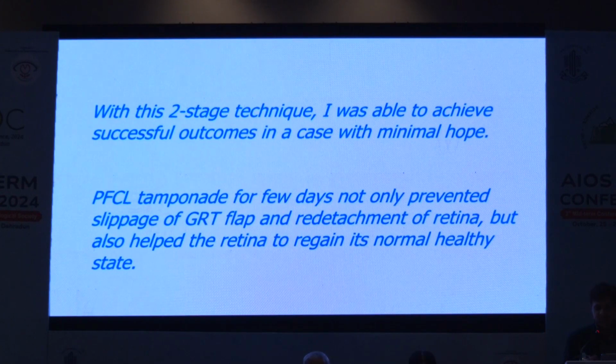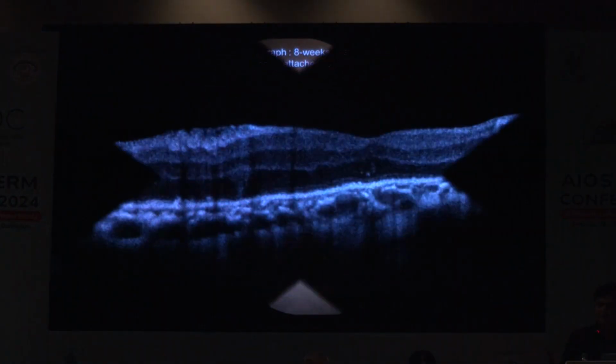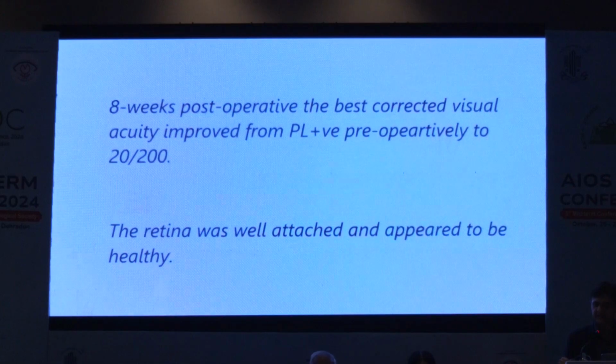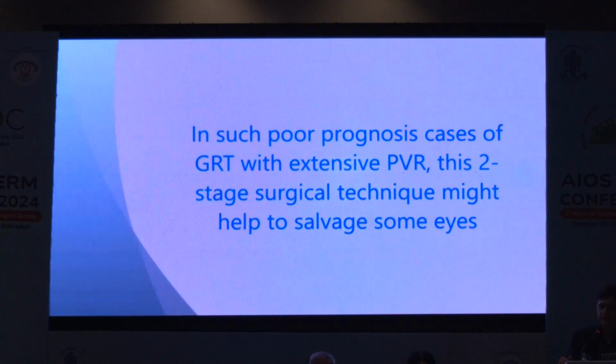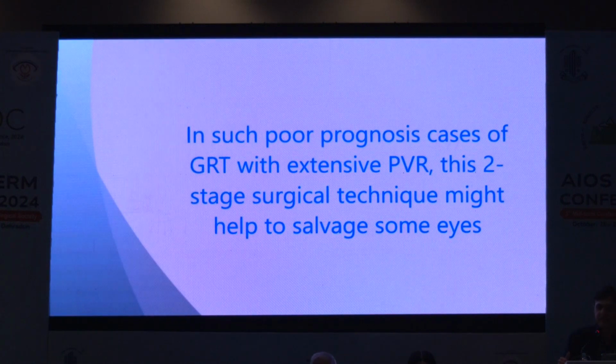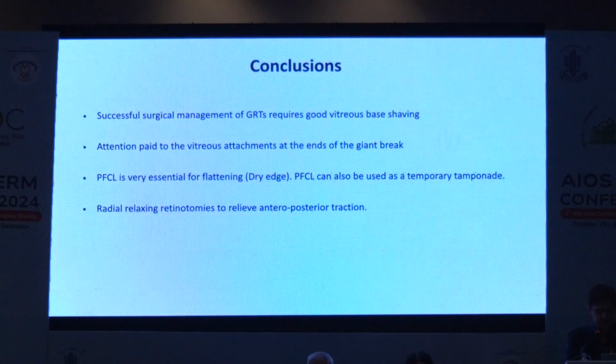So I use this two-stage technique even in severe cases of PVR. The OCT picture has become normal, the retina has become normal, and the patient has also gained some vision in these cases. So not only in such poor cases, but also in any RD with PVR D3, I now routinely use PFCL as a temporary agent and do a second setting surgery after about 14 days, remove the PFCL, and it has really increased the success rates.